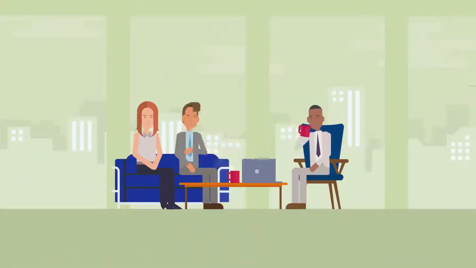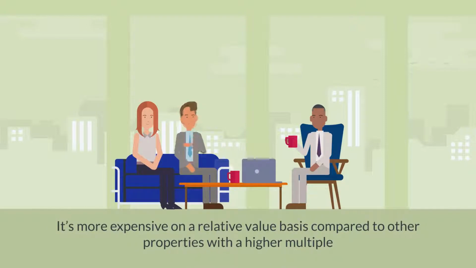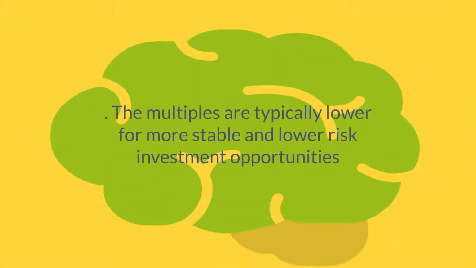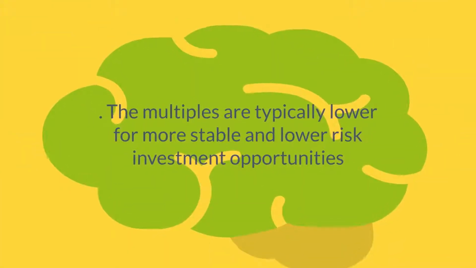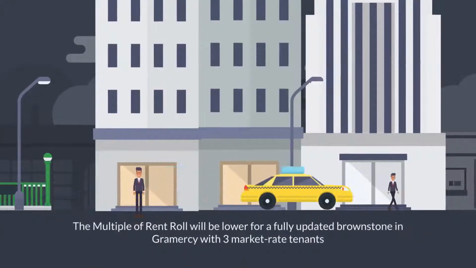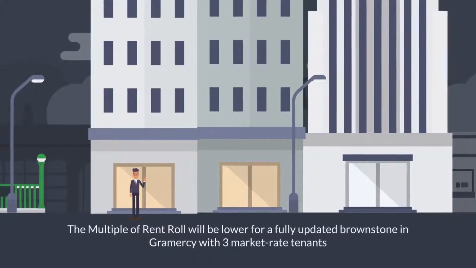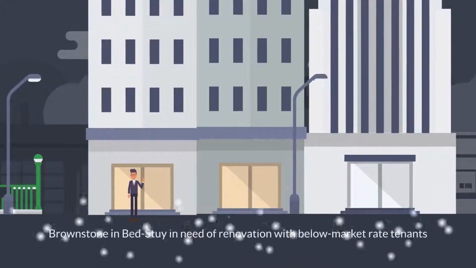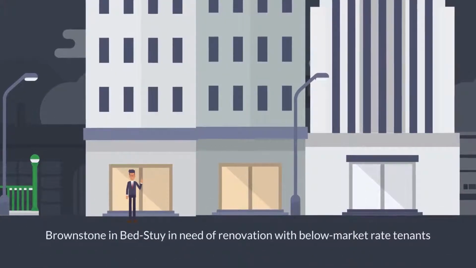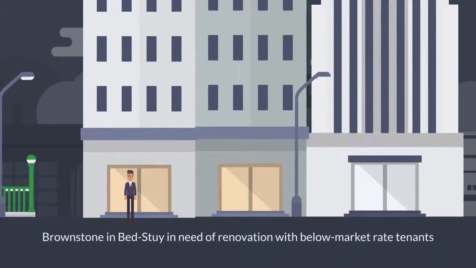A multifamily investment with a lower multiple of rent roll means it's more expensive on a relative value basis compared to other properties with a higher multiple. The multiples are typically lower for more stable and lower risk investment opportunities. For example, the multiple of rent roll will be lower for a fully updated brownstone in Gramercy with 3 market rate tenants compared to a brownstone in Bed-Stuy in need of renovation with below market rate tenants.